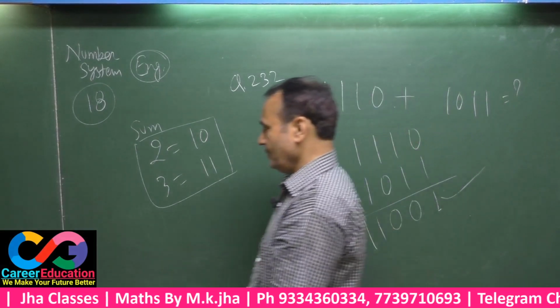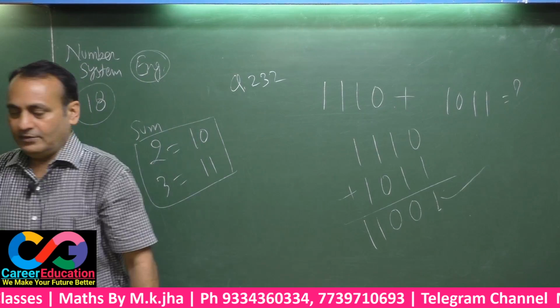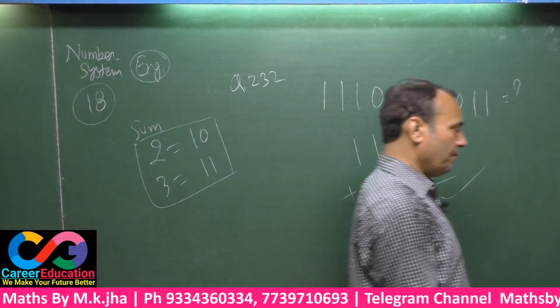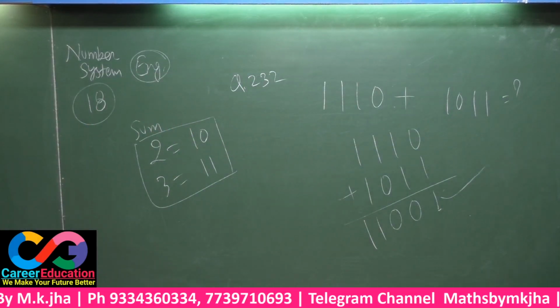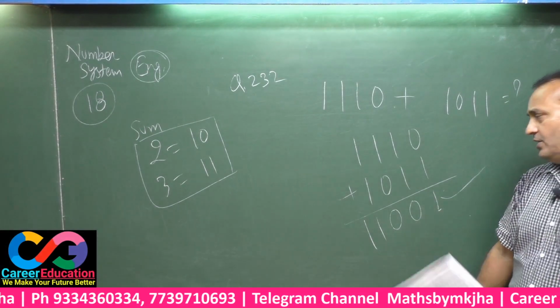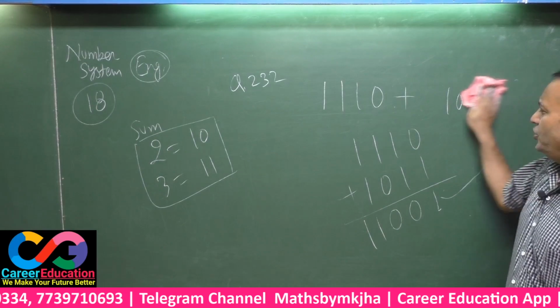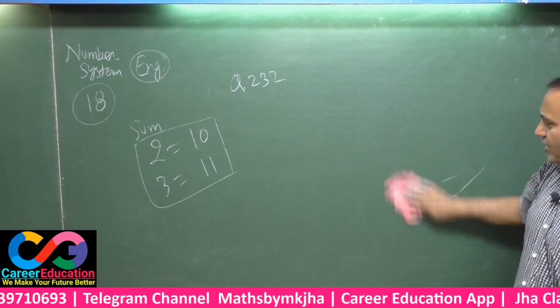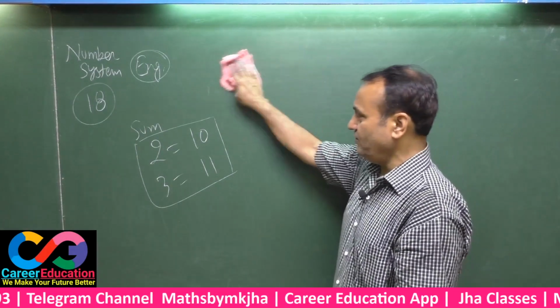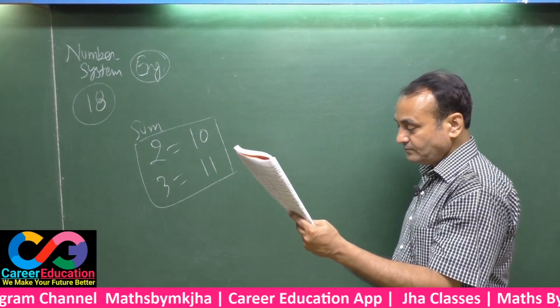Note down. For the summation of two numbers given in binary number system, the answer must be in binary number system. This method is the most suitable method. You have to add. If you get only 2, the result will be 10. If you get only 3, the result will be 11.